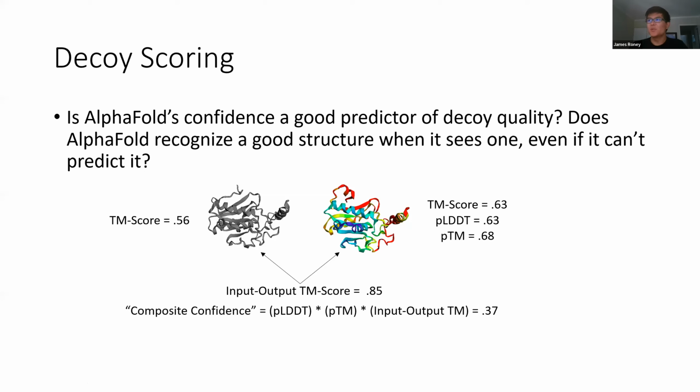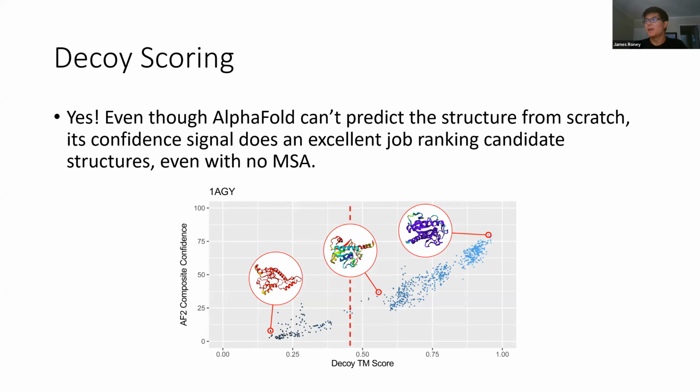So the big question is, can AlphaFold recognize a good structure when it sees one, even if it can't predict that structure from scratch? And we found that the answer is actually yes. Even though AlphaFold can't predict these structures from scratch, its confidence signal, as measured by that composite confidence score I just mentioned, does an excellent job ranking candidate structures, even with no MSA.